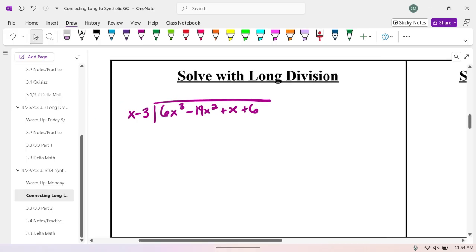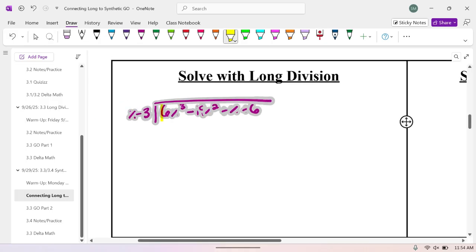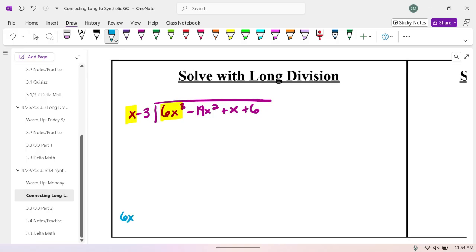Okay, now what do you do, Leslie? So 6x cubed divided by x, which would give you what? So 6x squared. So we write that up here. Then what do I do, Leslie? The divisor. So x minus 3. Good.